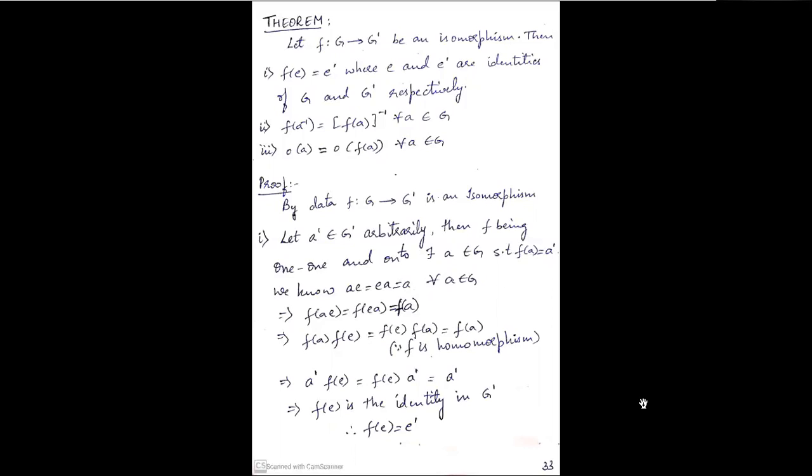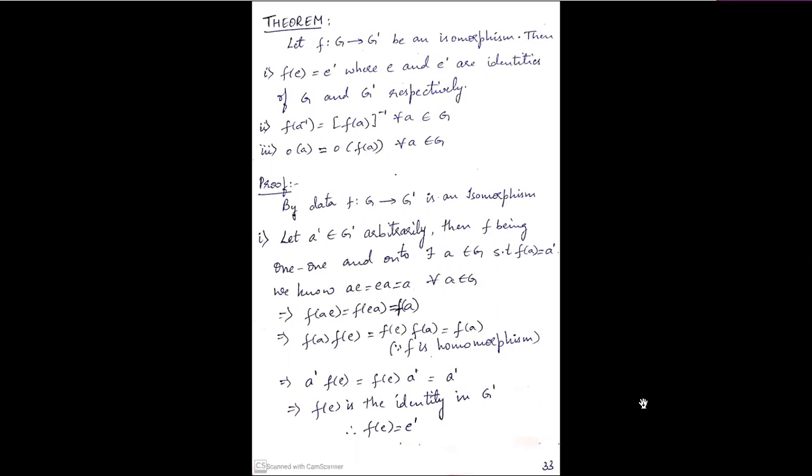In the previous classes, we had already proved the first two cases for f being a homomorphism. So the same proof can be applied here as well. If you have to modify it, then this is a modified form of the proof. It is given that f is an isomorphism. Let a' belong to G' arbitrarily. Since f is a one-one and onto function, there exists an a belonging to G such that f(a) is equal to a'.